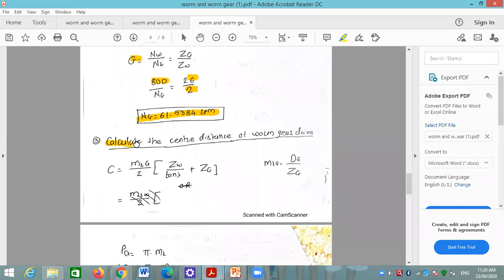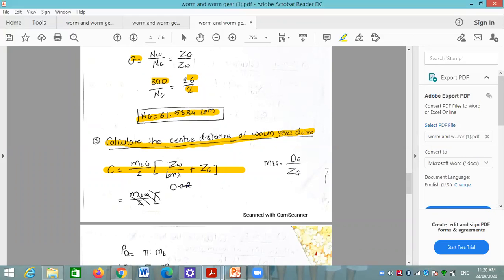The third one is to calculate the center distance of the worm gear drive. The formula for center distance is C is equal to MTG divided by 2, where MTG is the transverse module for a gear, into ZW, number of teeth on a worm, divided by tan of lambda, plus number of teeth on a gear.